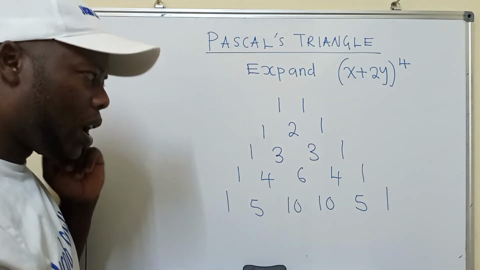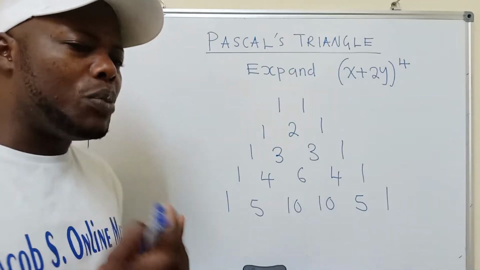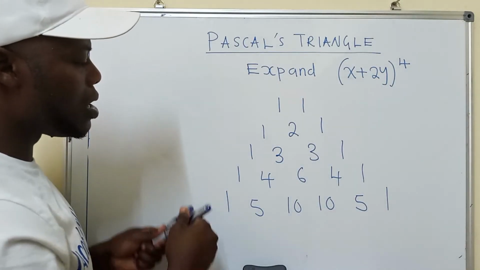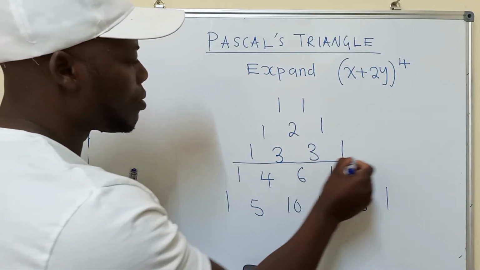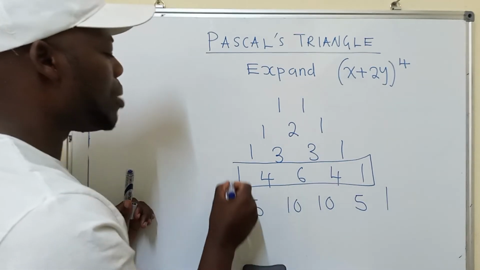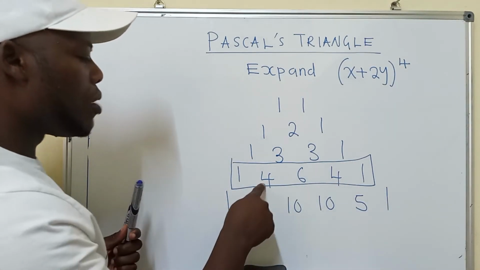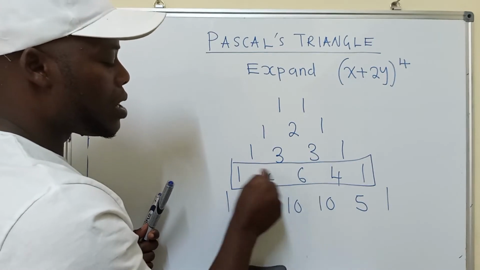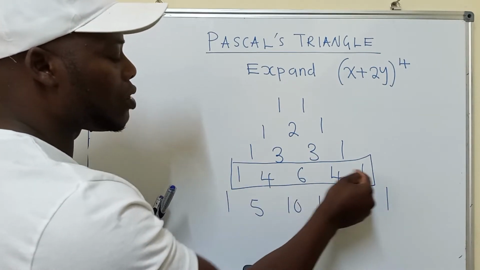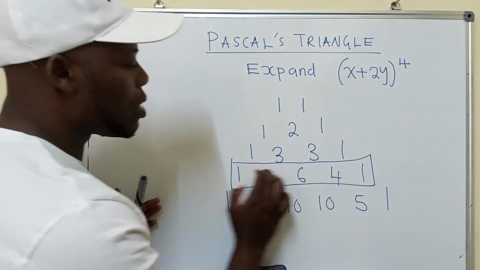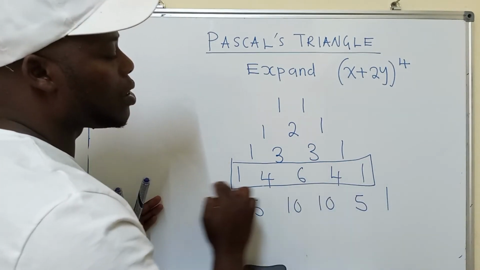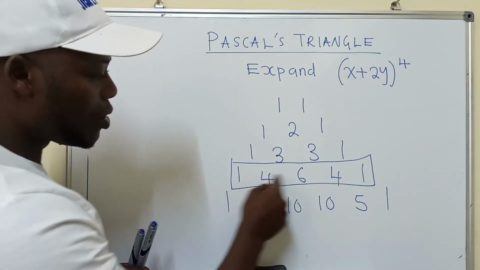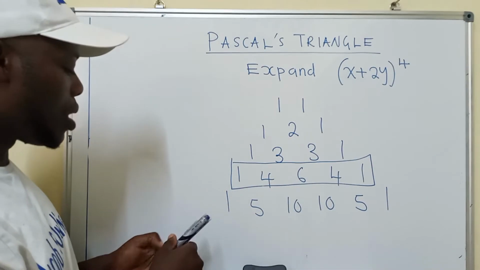Now, where are we supposed to be ending? Looking at the expression that we've been given, it's right here. This is our main area. Whenever you see the power that you've been given, it's right here next to a 1 and right here next to a 1. Pick that row. It's the row that you need to work with.